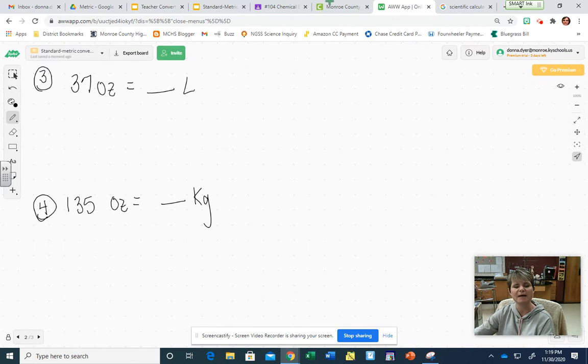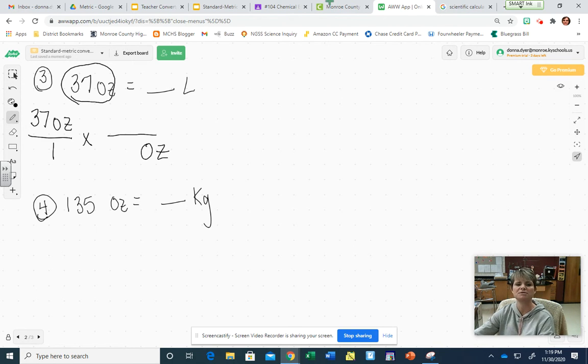37 ounces is how many liters? So what we're going to do first, take what we're given and put it over 1. So 37 ounces over 1. Set up my next ratio. I want to get rid of ounces and solve for liters, so I need to cancel ounces out. If ounces is on the top, it needs to go on the bottom in this second ratio so that it will cancel out.